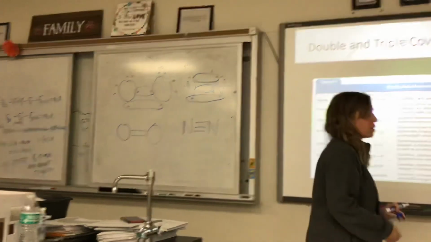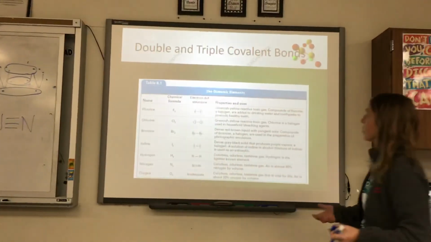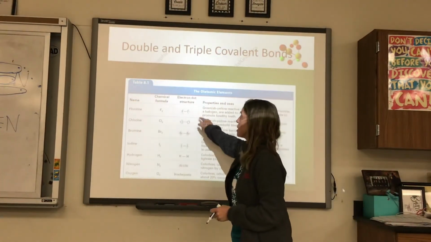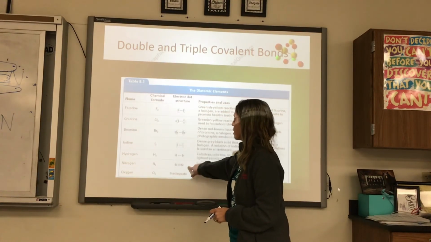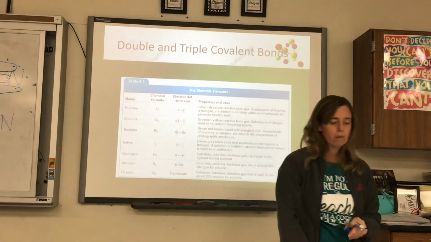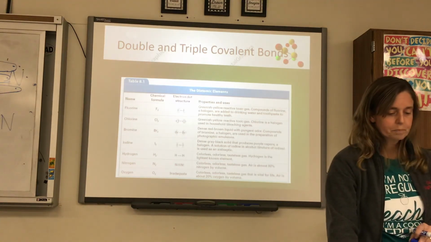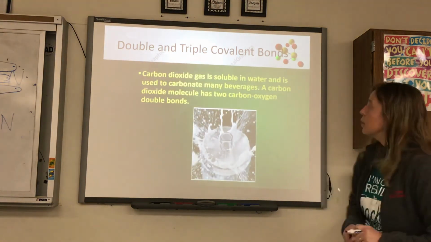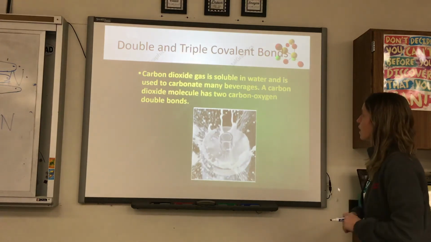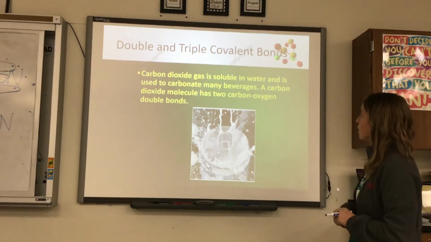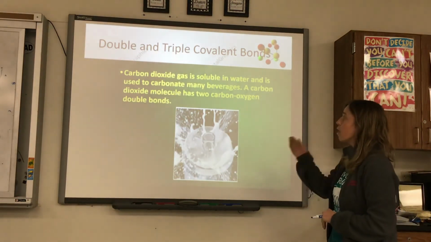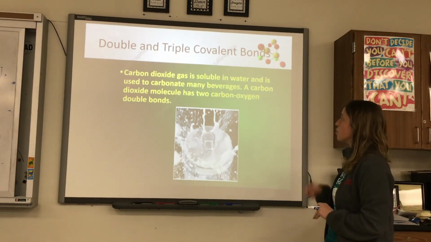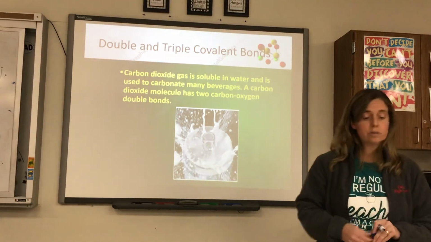Now, here's a chart that we're looking at right here. So this is just some examples. See, these are all of your halogens right here that have single covalent bonds. Nitrogen has 3 covalent bonds, okay? Now, carbon dioxide is a gas. Carbon dioxide gas is soluble in water and is used to carbonate many beverages. A carbon dioxide molecule has 2 carbon-oxygen double bonds, okay?